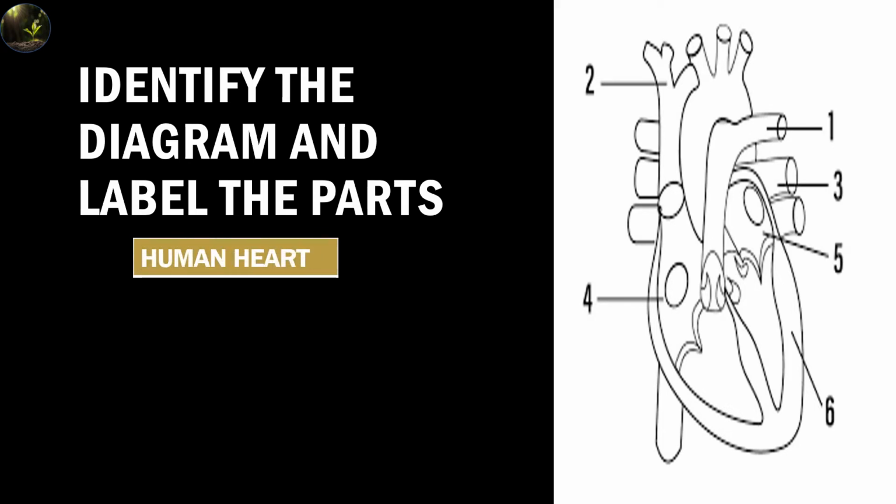Then the next question, label the parts. First one, pulmonary artery. Second one, superior vena cava. Third, pulmonary vein. Fourth, which part is that? This is right auricle. Then fifth one, left auricle. Then sixth one is left ventricle.